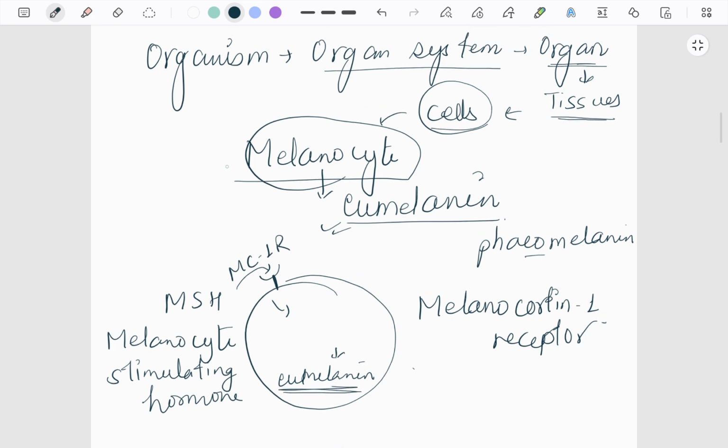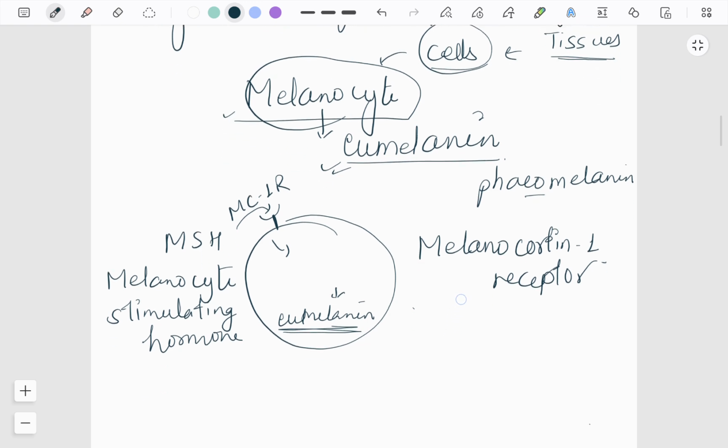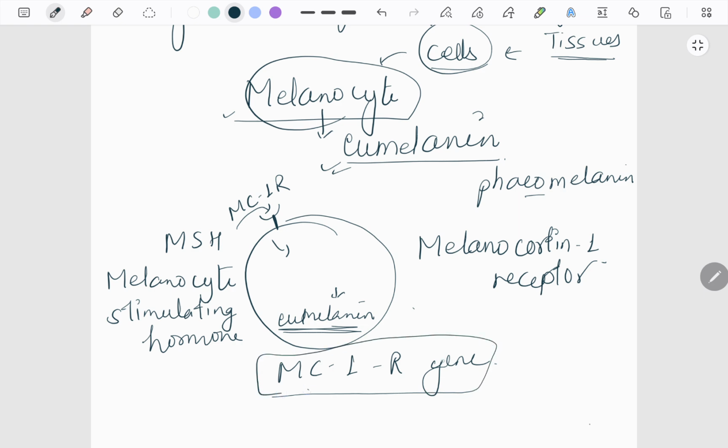What happened during evolution in the beach mouse? In the coding region of this MC1R gene, where is this gene located? Which cell produces this receptor protein MC1R? Right here you can see the cells, melanocytes. Inside this there is a nucleus. Nucleus has DNA. DNA has genes, and genes have information for the synthesis of different receptors, right?